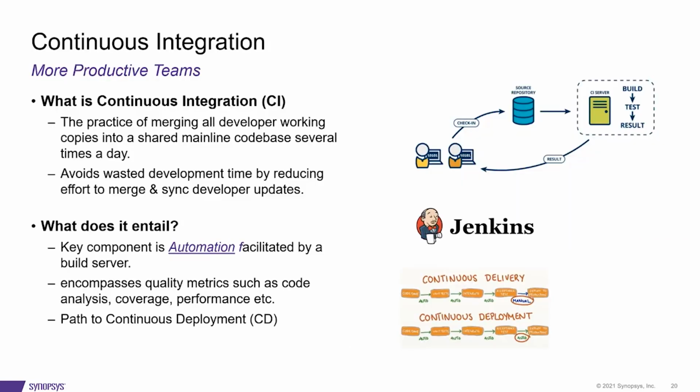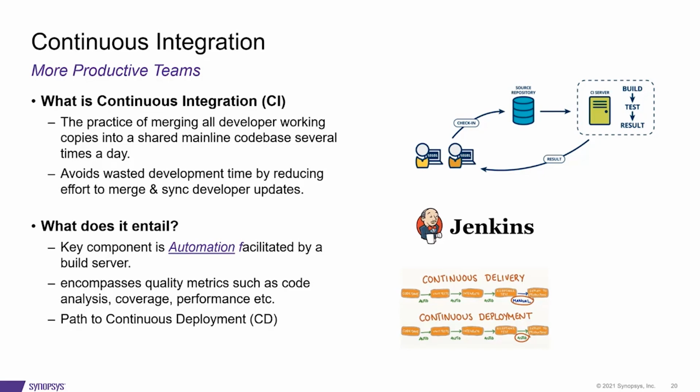In the final part of our webinar, we will look at how virtual prototypes support today's software development methodologies like continuous integration. So what is continuous integration, or CI? Essentially, it's the practice of merging the work of all developers in a team into a shared mainline codebase several times a day. A key aspect in making such a practice work is automation.